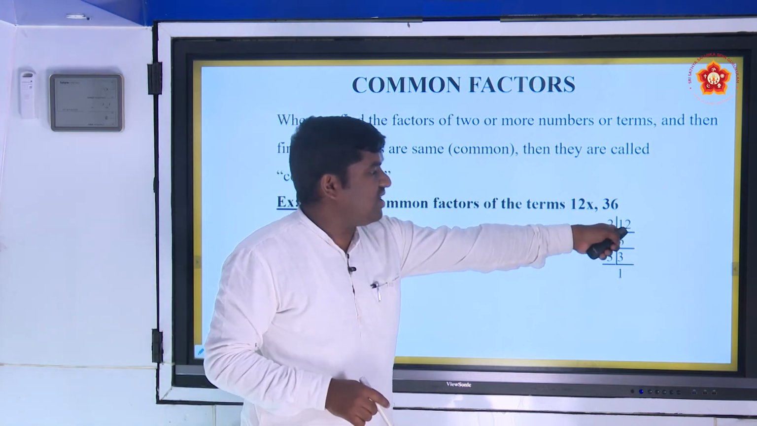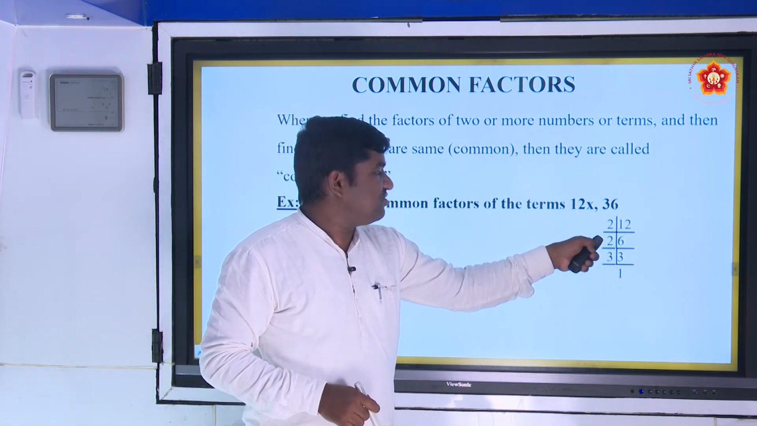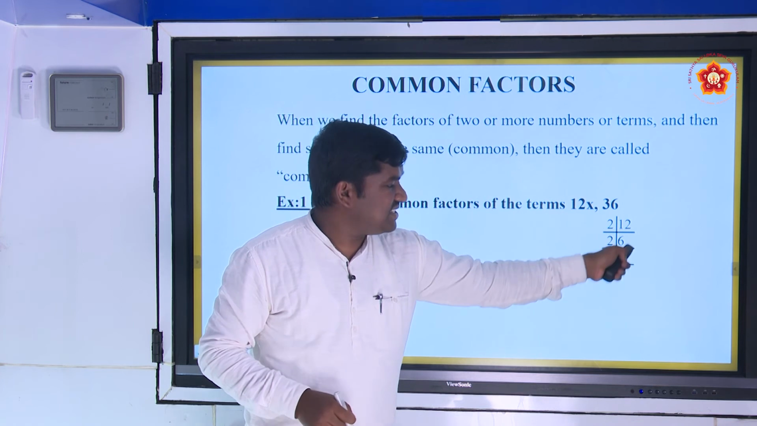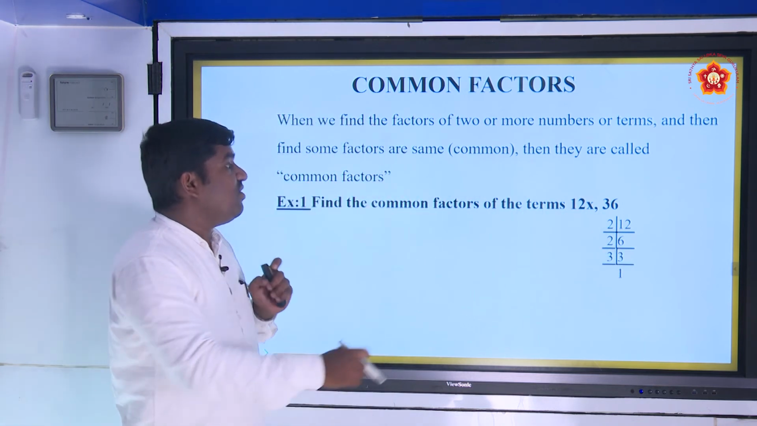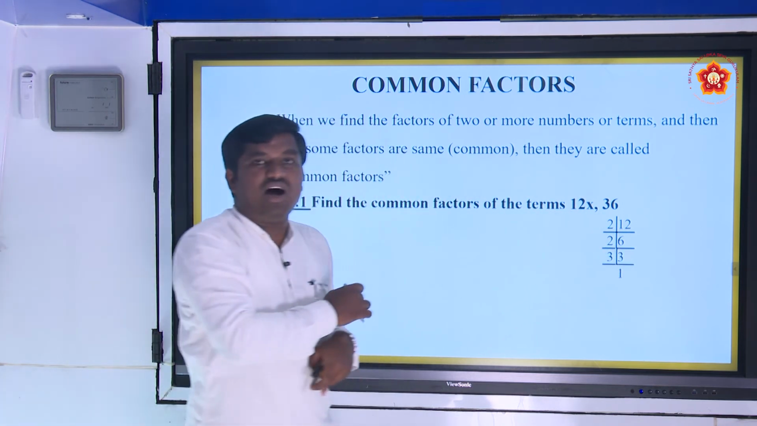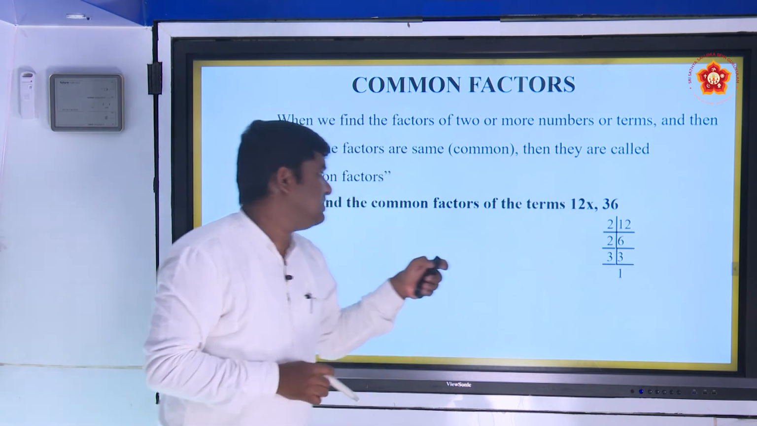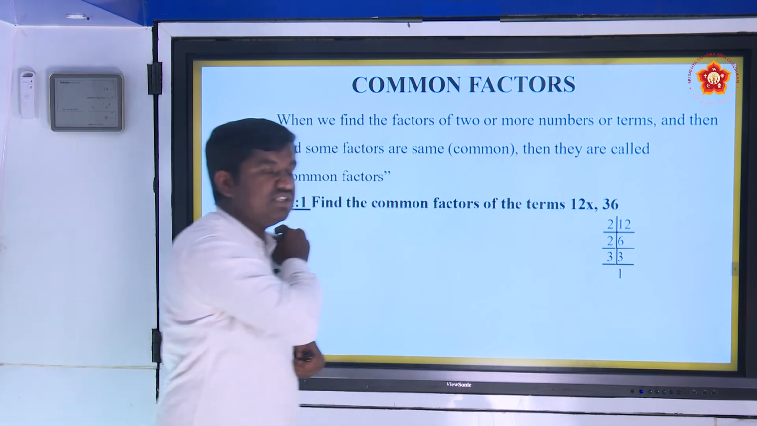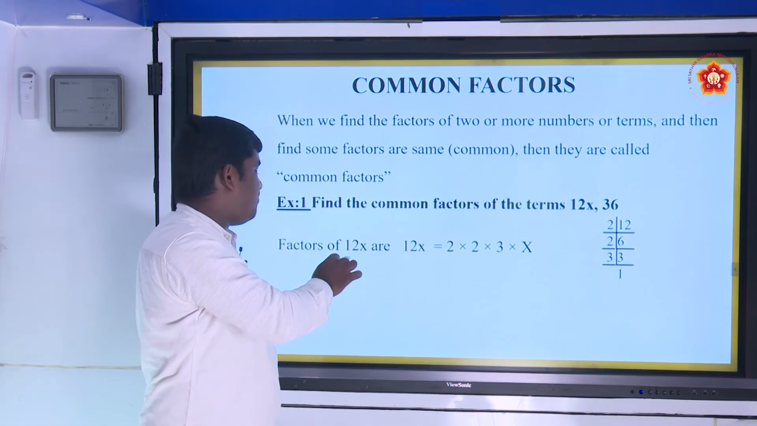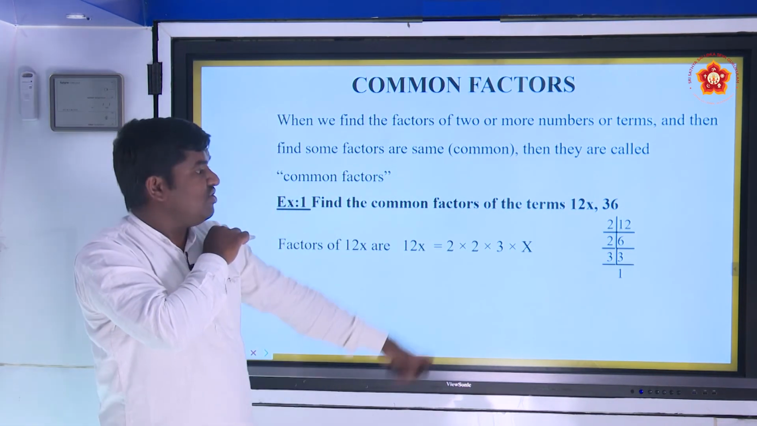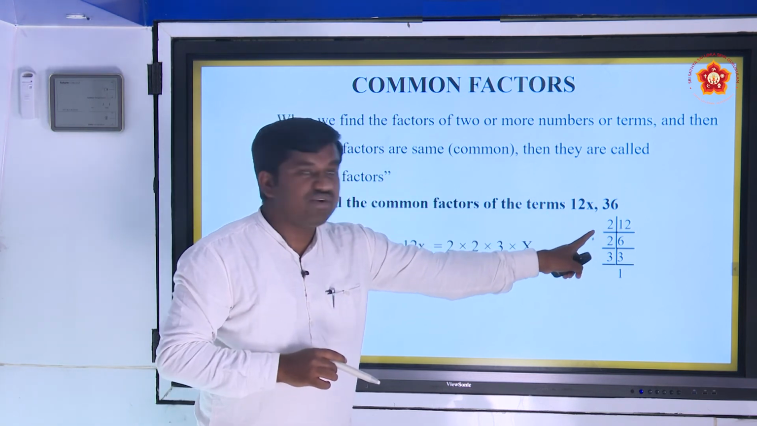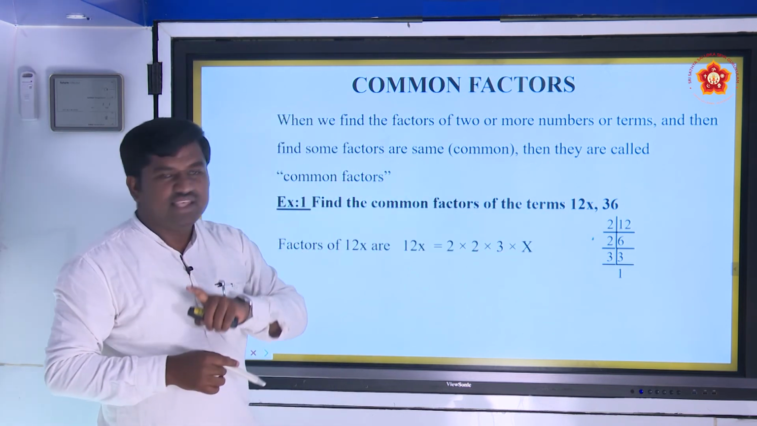See, divide 12 by 2: 2 sixes are 12, 2 threes are 6, 3 ones are 3. So the prime factors of 12 are 2 into 2 into 3. Then the variable is x. So the factors of 12x are 2 into 2 into 3 into x.